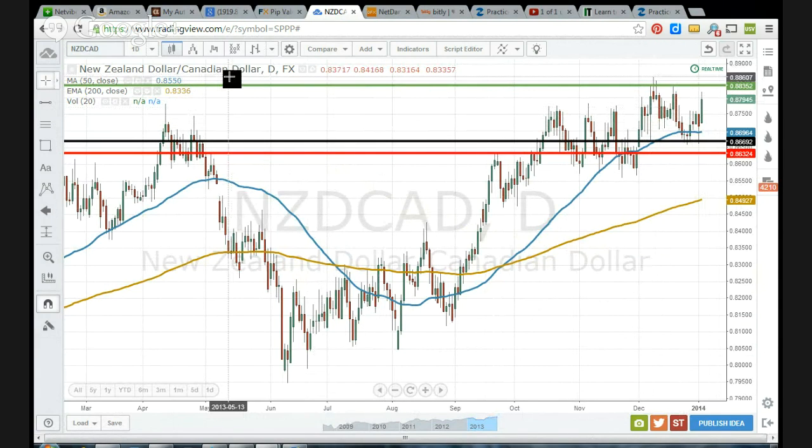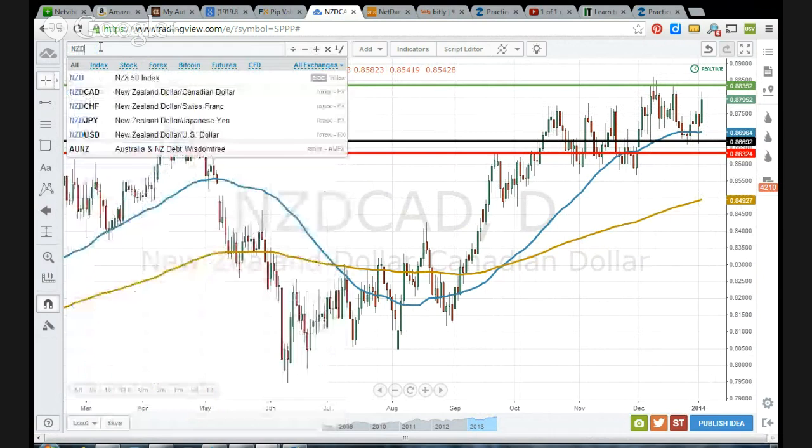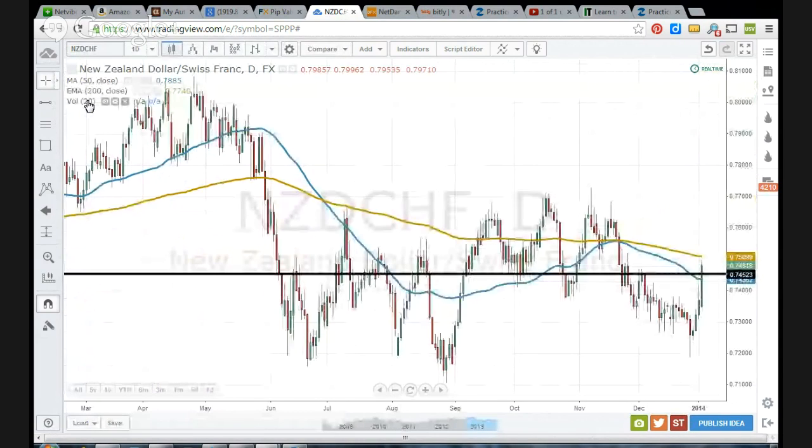Well, there's no opportunity now. Maybe if it goes back to this level, we'll see. But nothing to do at this point. Kiwi Swiss. Yeah. Okay. So we're seeing the same pattern here, or similar pattern here that we saw on Aussie Swiss and CAD Swiss.